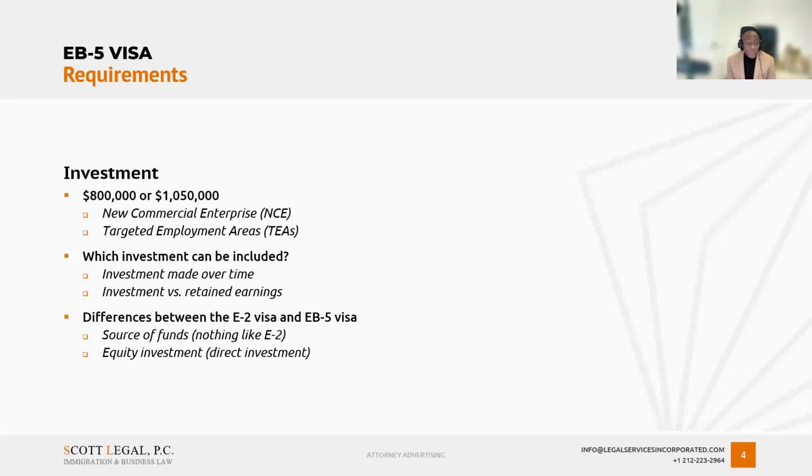So investment, item number one. The crux of this program is that an individual has to invest either $800,000 or $1,050,000 in a new commercial enterprise. The statute defines a new commercial enterprise as an enterprise that was developed after 1990. So this could be someone who's starting a business and invests money into the business. There could also be an existing business that was created after 1990 where someone invests into that business. All of those could qualify for EB-5.